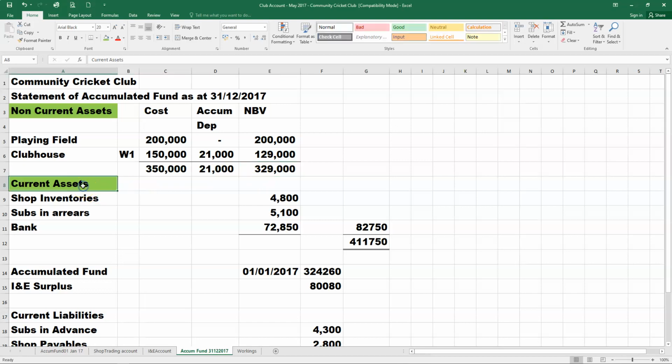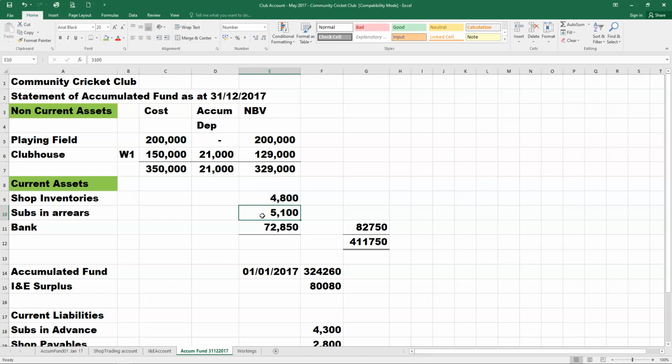My current assets then, we need to work down through my headings. So shop inventories, 4,800 are an asset. Subscriptions in advance are always a liability, so they're going to go into my current liabilities. Shop payables, a liability, which will go into liabilities. Subscriptions in arrears, always an asset to us. So subs in arrears, €5,100. Then my last heading there is electricity due. So that's like electricity as an accrual. So that's a liability to us. So that'll go into my liability section.